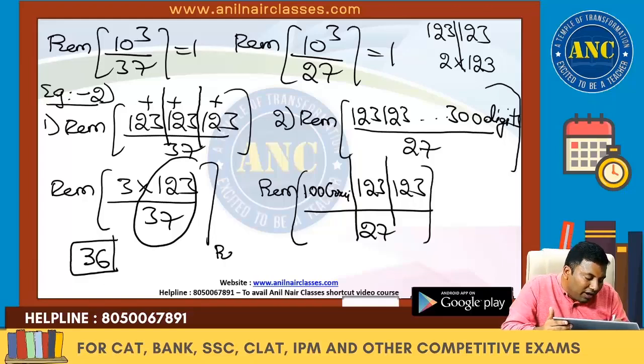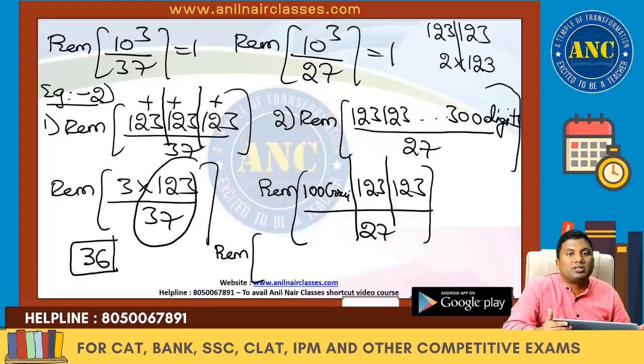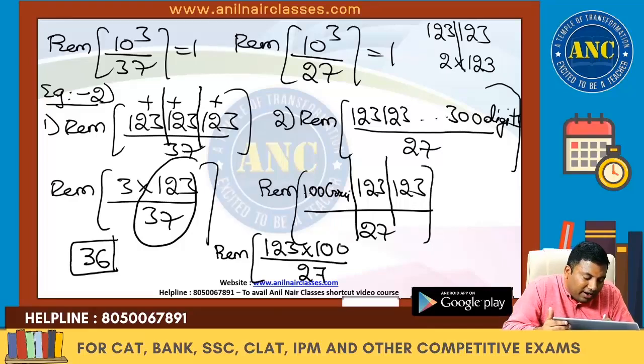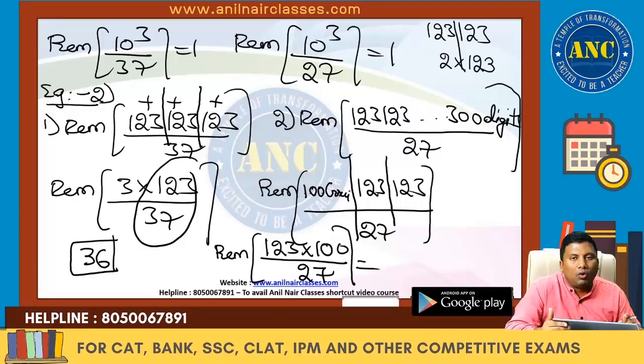So, if 123 is added 2 times, it is 123 into 2. If 123 is added 100 times, it is 123 into 100 divided by 27. Are you all with me?